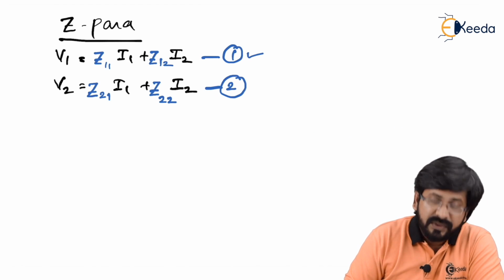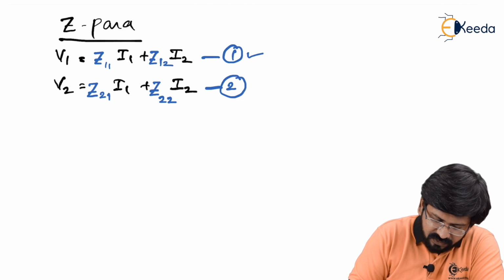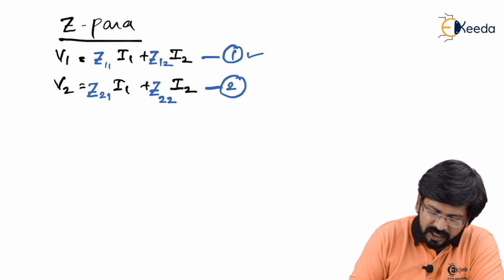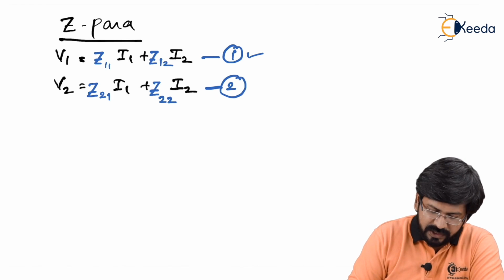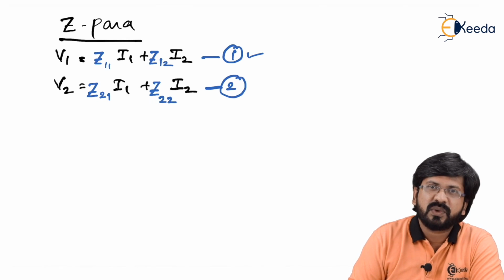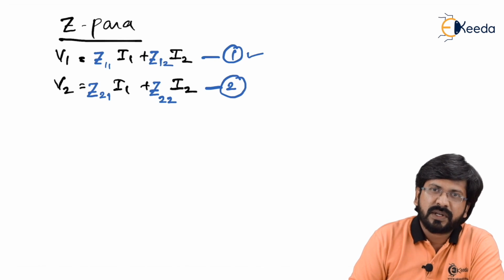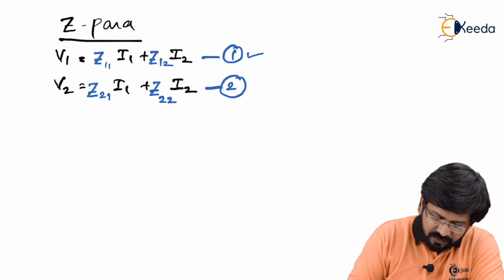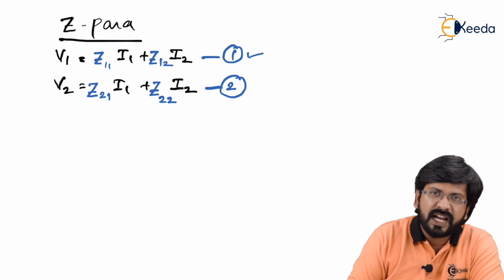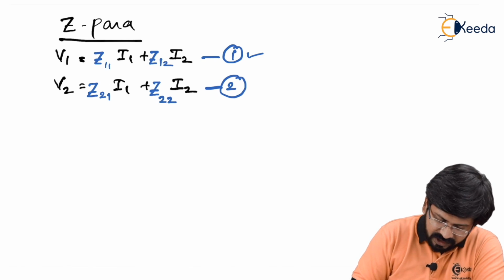Refer to equation number 1, which is nothing but the equation of voltage 1. When I say V1 is equal to Z11 times I1 plus Z12 times I2, it means the first part, which is Z11 times I1, has to be a voltage, whereas Z12 times I2 also has to be a voltage. It means both of them are individually voltages. Whereas when I say V1 is equal to Z11 times I1, I1 is a current. In fact, it is the port 1 current. Am I right? Let me just draw it.